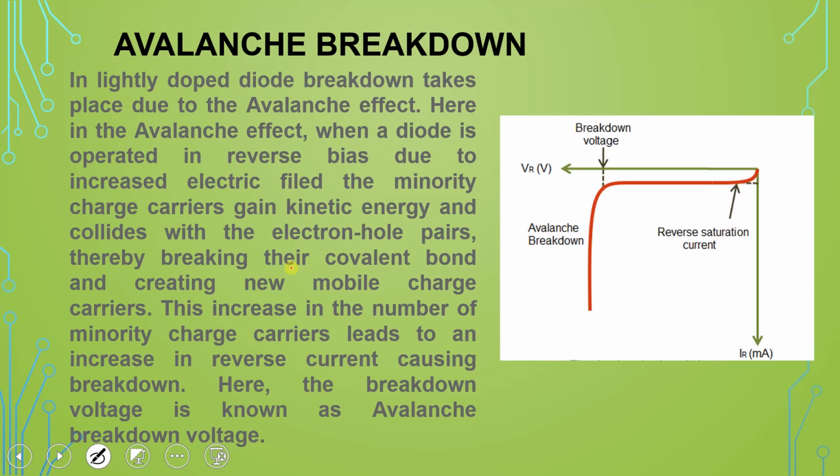What do you mean by avalanche effect? In reverse bias, when the electric field is applied, the minority charge carriers gain kinetic energy, and because of the high kinetic energy, they collide with electrons and holes. When electron hole pairs collide, the covalent bonds break. Because of the breaking of covalent bonds, there is an increased number of minority charge carriers, and as the minority charge carriers increase, the reverse current increases because of this breakdown. So this is avalanche breakdown.